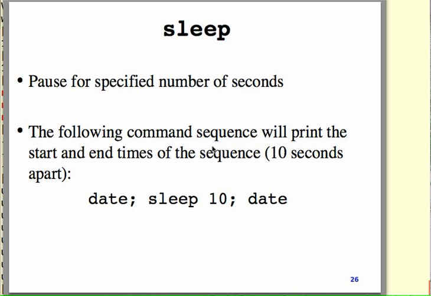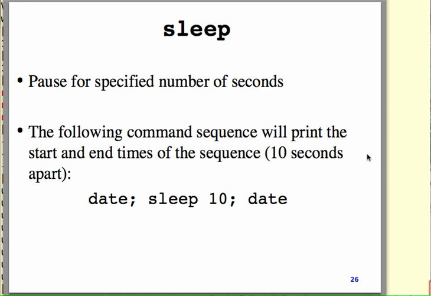Okay, more commands. Next one up is sleep. What sleep does is pause for a specified number of seconds. So it has to have a parameter or an argument, and that's the number of seconds that it'll sleep for. For example, the following sequence of commands will print the start time, pause for 10 seconds, and then print the end time, essentially.